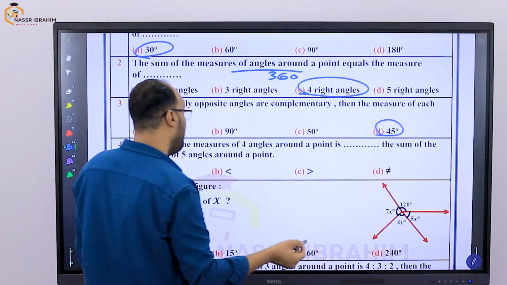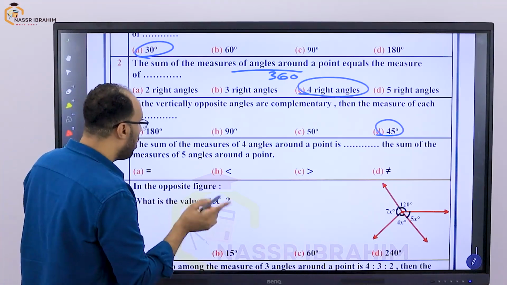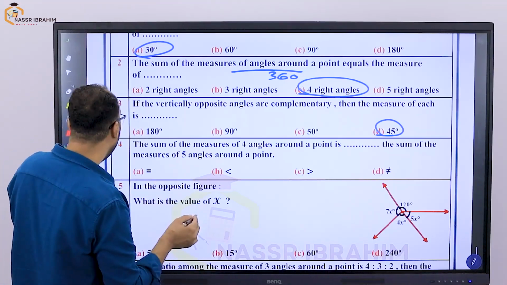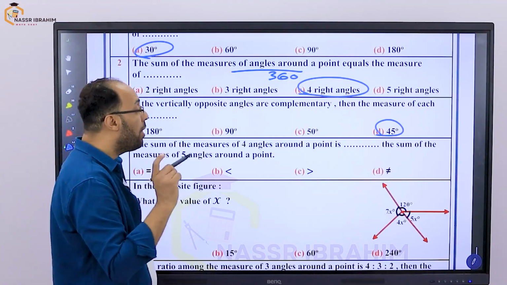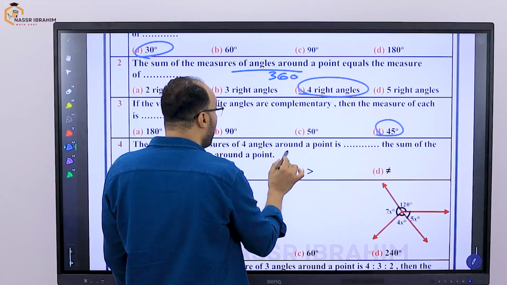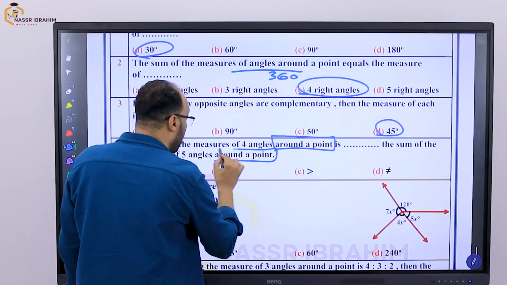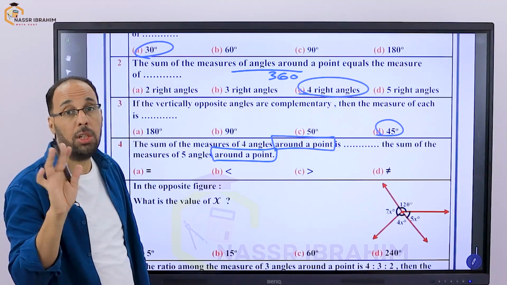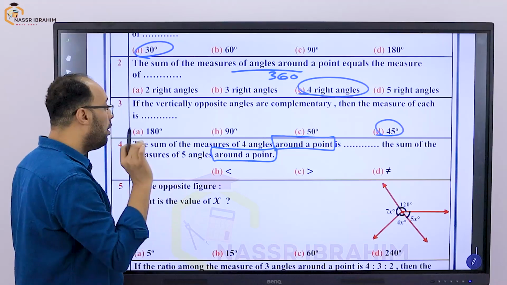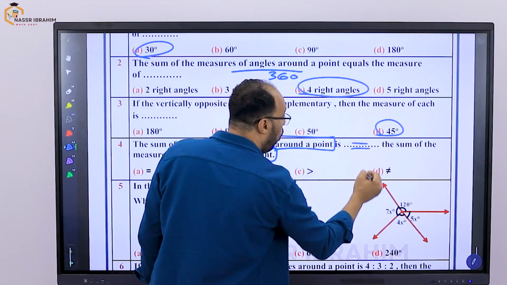We solved it previously. The sum of measures of 4 angles around the point. The sum of measures of 5 angles around the point. It's a tricky one because the question goes with this statement: around the point, the sum of angles around the point doesn't change. So it will be 360 in two cases. So it will be equal.